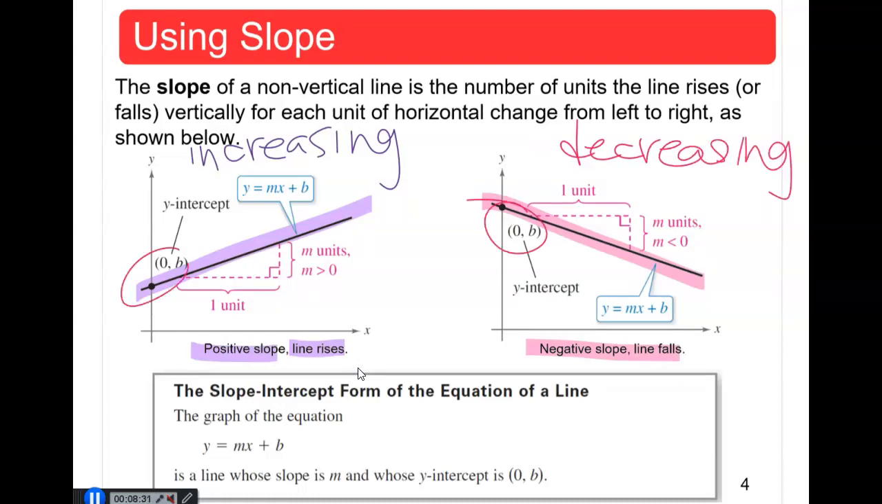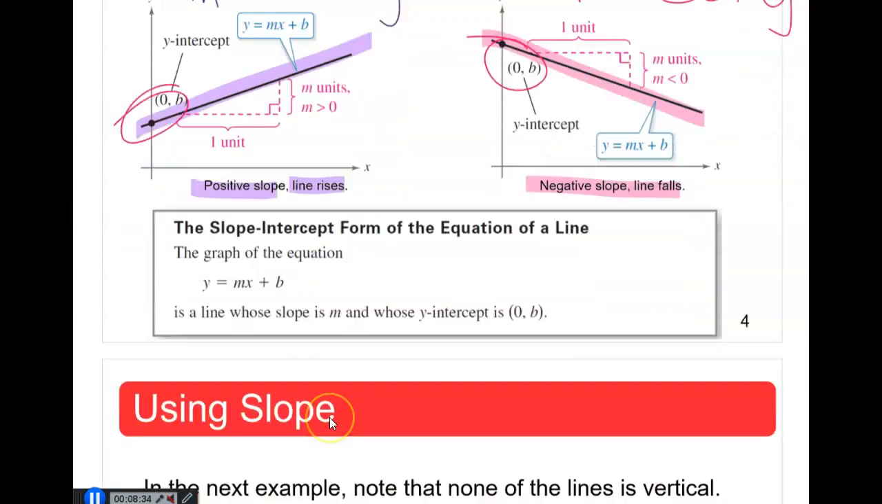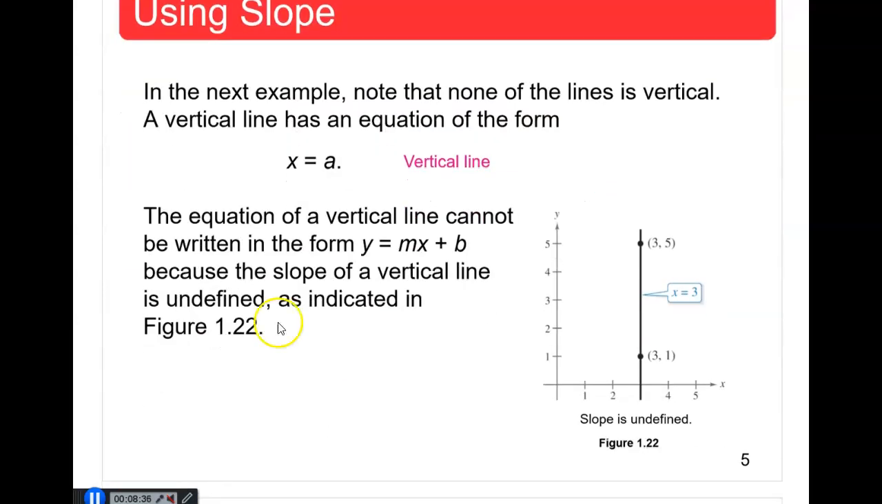We have the y-intercept there and there, always on the y-axis. Now, on this next example, we're going to look at a line that will not be slanted. It will be vertical, but it is still a linear equation. Not a function, but just a linear equation. And we will learn why in the coming sections.